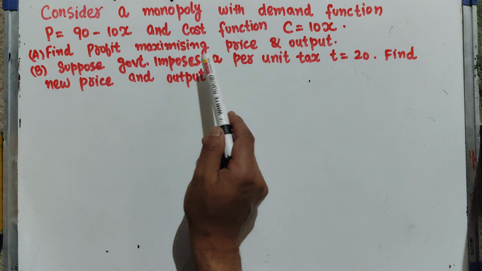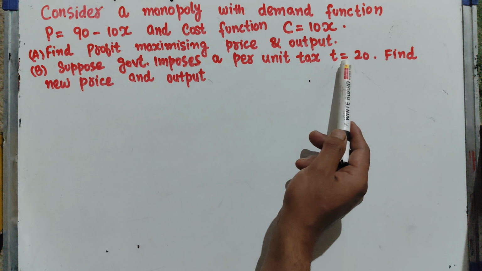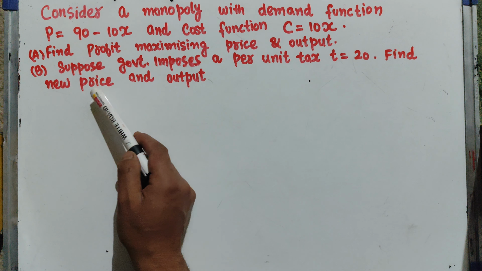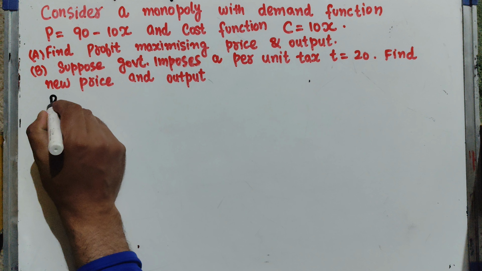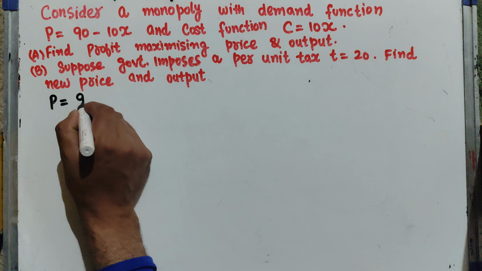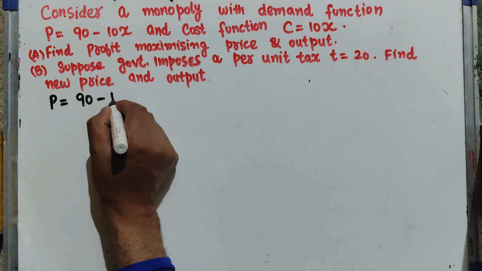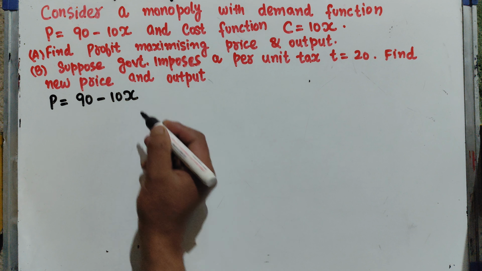Now suppose government imposes a per unit tax which is T is equal to 20. Find the new price and output after the imposition of per unit tax. Okay. So let us solve it. We have the demand function, that is P is equal to 90 minus 10x. This is our inverse demand function.